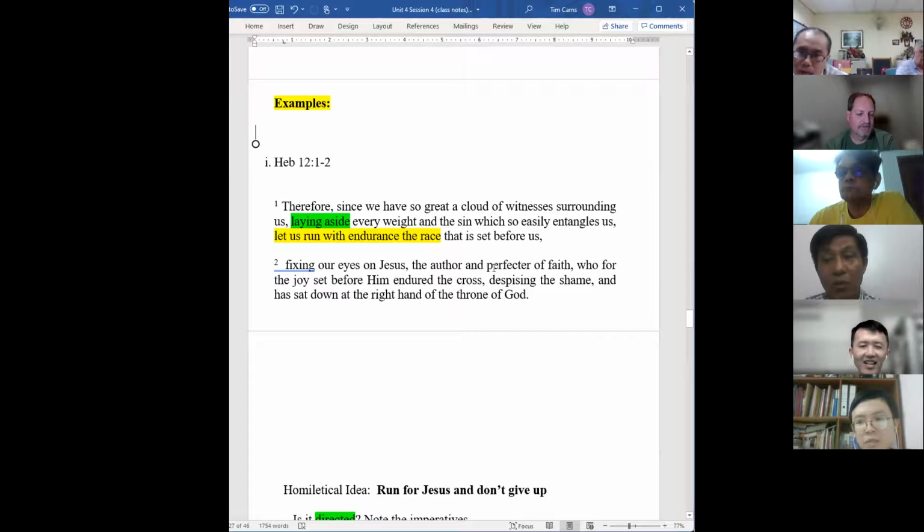Yeah. Okay. So if you need to find which one is the main verb, it is actually the first one: "Wherefore, seeing we also are compassed about with so great a cloud of witnesses." This one is the first.